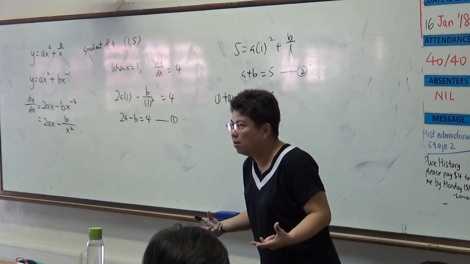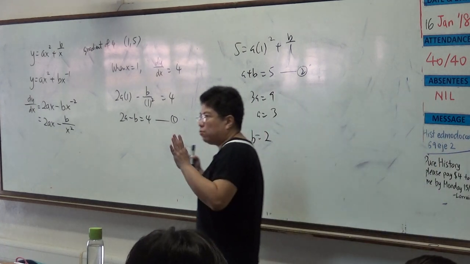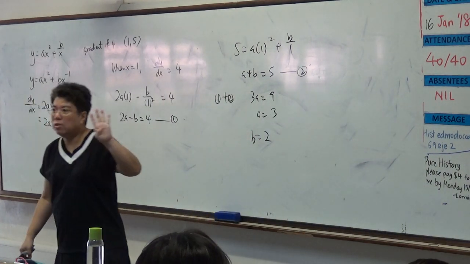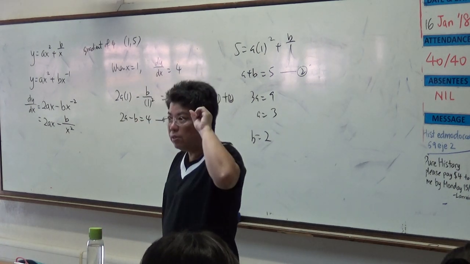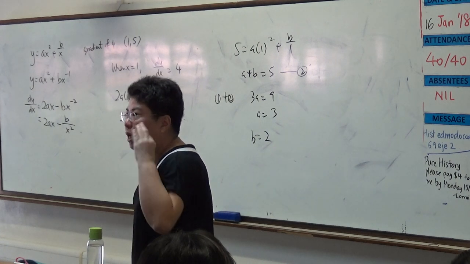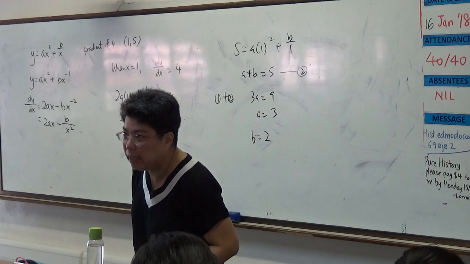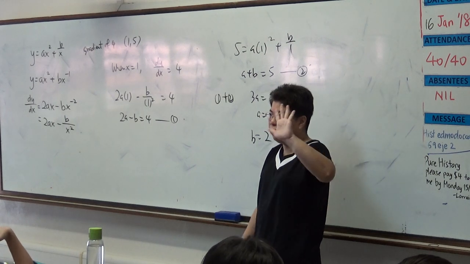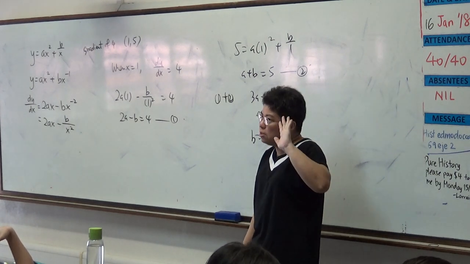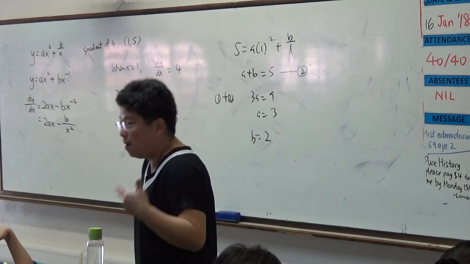Everybody okay so far? Okay, let me just summarize what we have. Class, listen up. First, we must know how to differentiate. Then we must know that when you differentiate, that becomes the gradient function. Then you substitute the x value in, it will give you the gradient at that particular point. You do not have to draw tangent anymore. Everybody clear? Okay, now. There's no time for me to do all the exercises. 14.1, those that I didn't choose, you have to do it yourself. Is that clear?